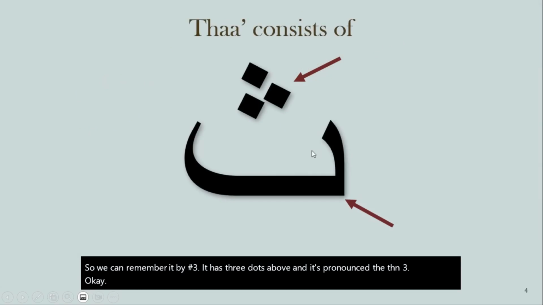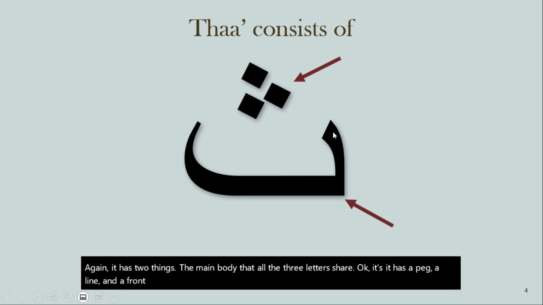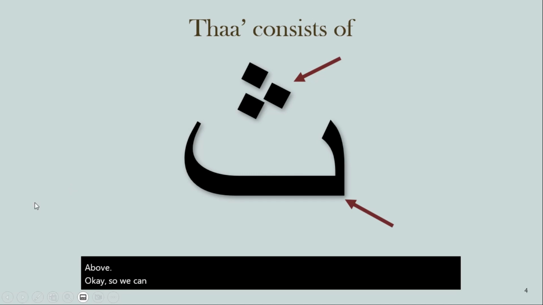Again, it has 2 things: the main body that all the 3 letters share, like it has a back, a line, and a front. And it's the third one. We can remember it by the number 3. It has 3 dots above.